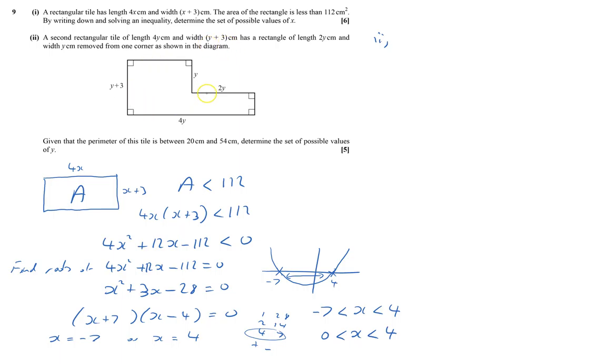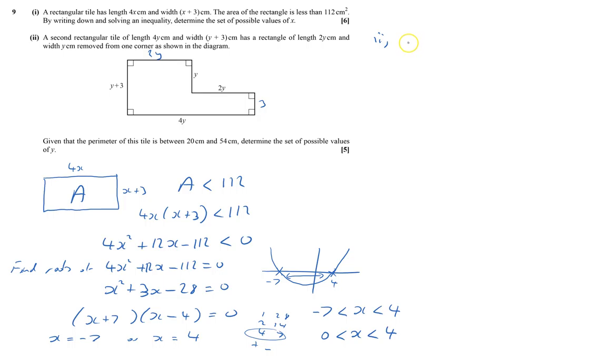Okay, that's the picture it looks like. Given the perimeter of this tile is between 20 and 54. Okay, so I've got to work out what it is. So that's 2y, that's 4y, that will also be 2y. Perimeter, that's y plus 3, so that's 3.